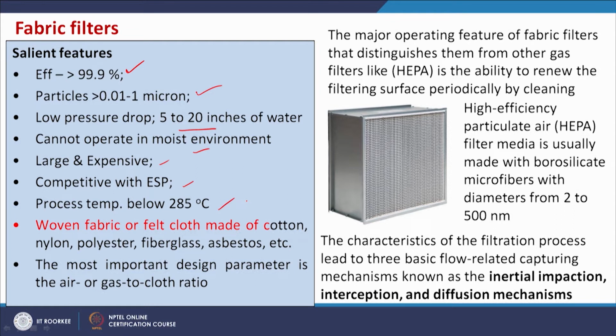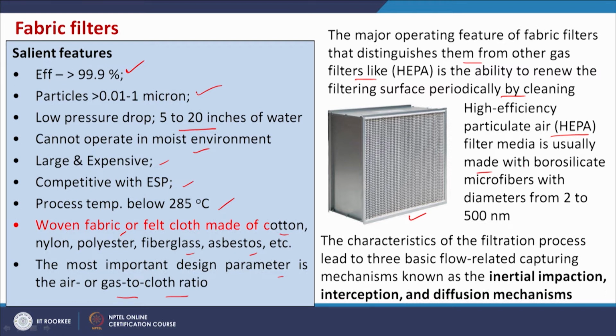When we use fabrics, they may be woven fabric, or felt cloth made of cotton, nylon, polyester, fiberglass, asbestos, etc. The most important design parameter is the air to cloth ratio, or gas to cloth ratio. The major operating feature of fabric filters that distinguishes them from other gas filters, like the HEPA filter, is the ability to renew the filtering surface periodically by cleaning, so it can be operated continuously. But HEPA and other types of filters may work for a certain time and then have to be discarded. Here one HEPA filter is shown. HEPA stands for high efficiency particulate air filter.